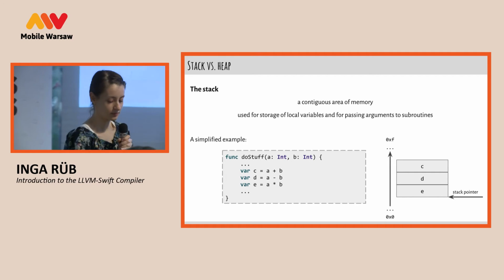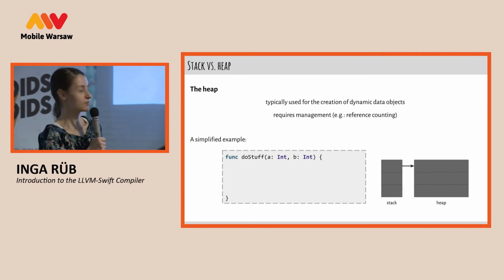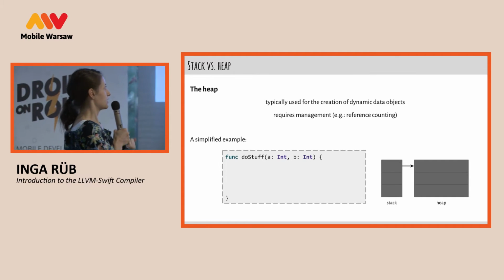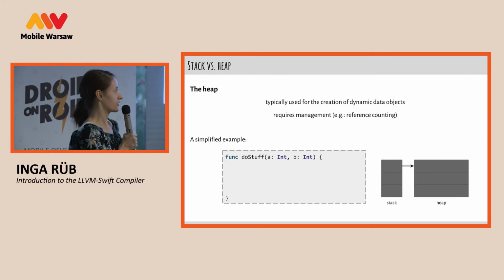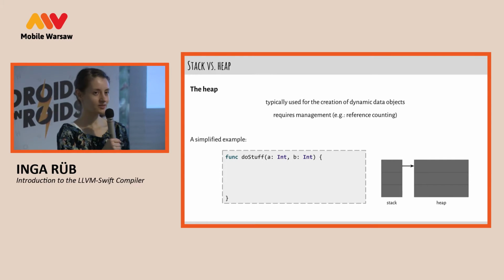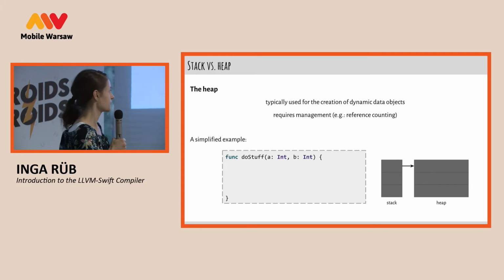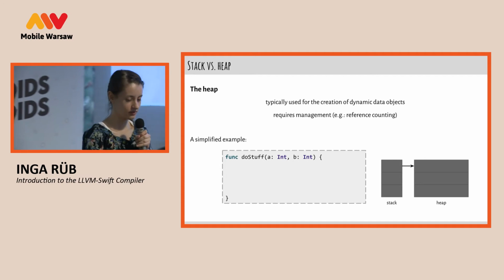It's that simple. But when we have allocation on the heap, it's slightly more complicated, because the heap is typically used for the creation of dynamic data objects. That's the first piece of information. And the second one is that it requires management. For example, in the case of Swift, it's of course reference counting. We'll see how it works.